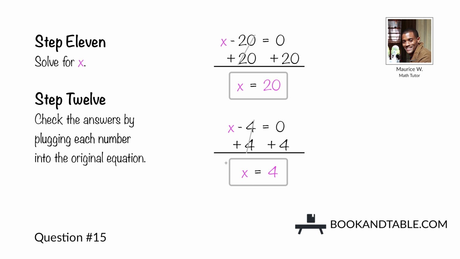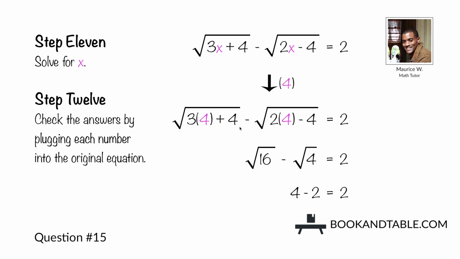Step 12, check the answers by plugging each number into the original equation. So we'll plug in 4 into each place where we see x. 3 times 4 is 12. 12 plus 4 is 16. 2 times 4 is 8. 8 minus 4 is 4. So that gives us the square root of 16, which is 4, minus the square root of 4, which is 2. 4 minus 2 is equal to 2. And since we have 2 is equal to 2 at the end, that confirms that x does equal positive 4.